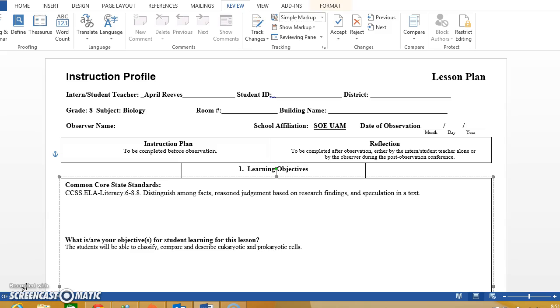The Common Core state standard I am using is CCSS.ELA-Literacy.6-8.8: distinguish among facts, reasoned judgment based on research findings, and speculation in text. What are your objectives for student learning for this lesson? The students will be able to classify, compare, and describe eukaryotic and prokaryotic cells.